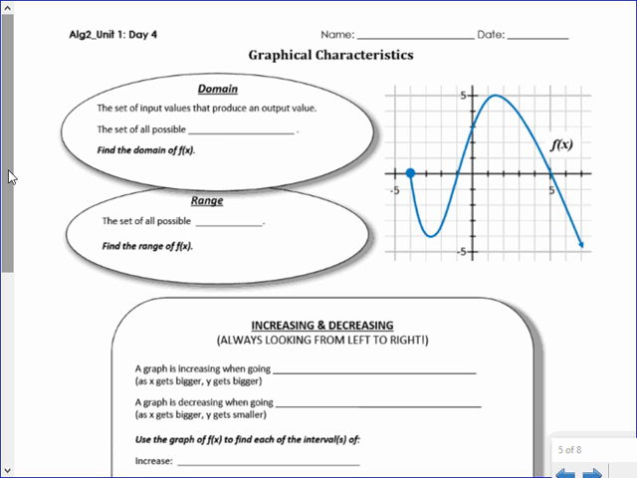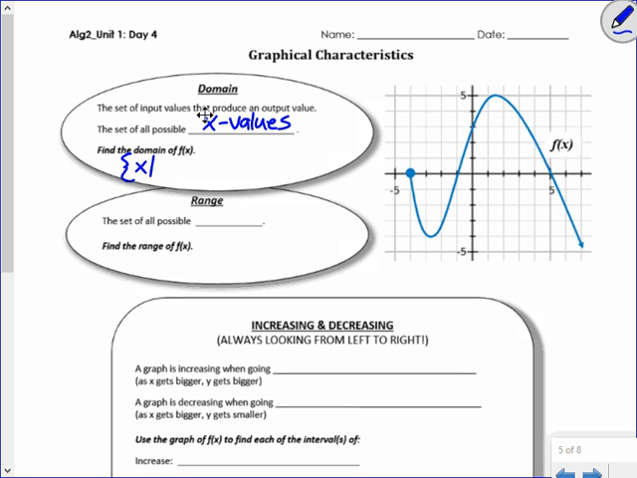Let's revisit domain. So our domain is a set of input values that produce an output value. So in other words, it's our set of all possible x values. Just like we talked about before. We're going to practice both our set builder and our interval notation for this. We've seen both, and I expect you guys to know both. So make sure you guys are keeping all that information fresh in your mind.